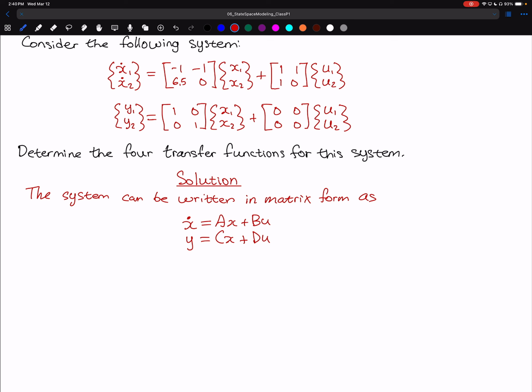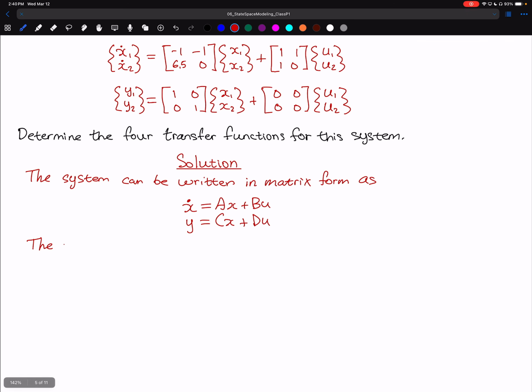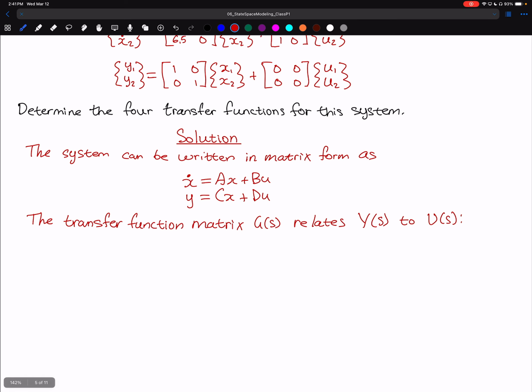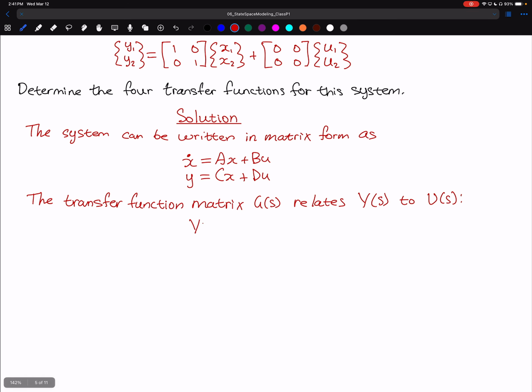And then I'm going to say here that the transfer function matrix G of S relates Y of S to U of S. This means that we can write Y of S is equal to G of S times U of S. And our goal is then going to be to find this G of S.